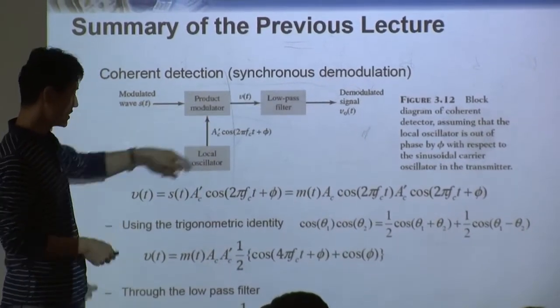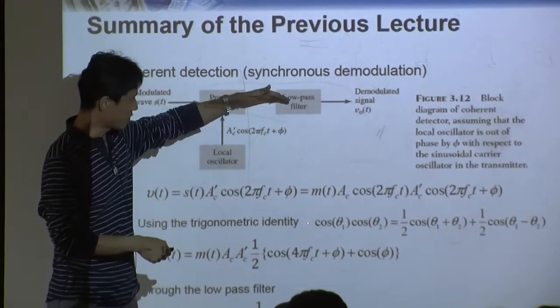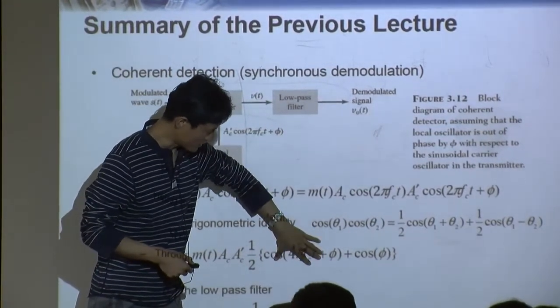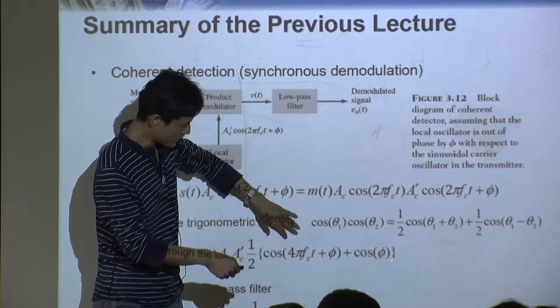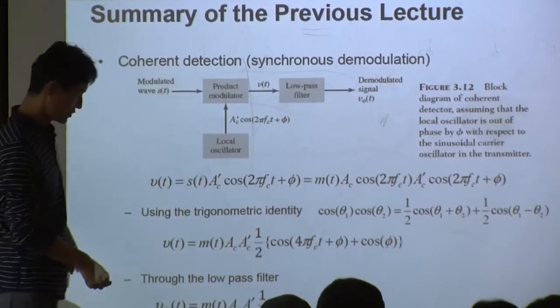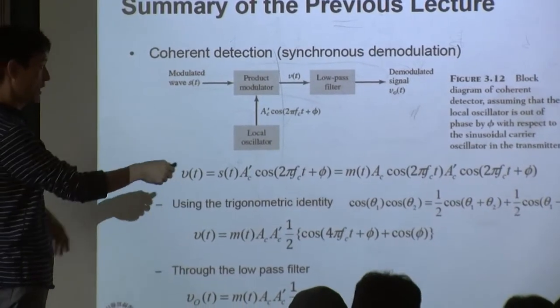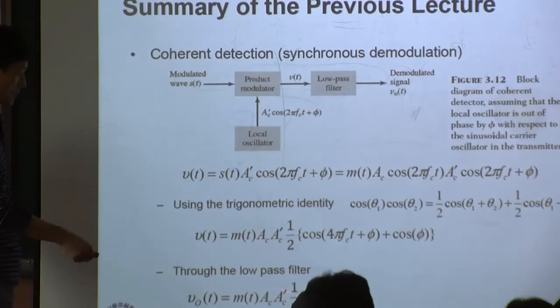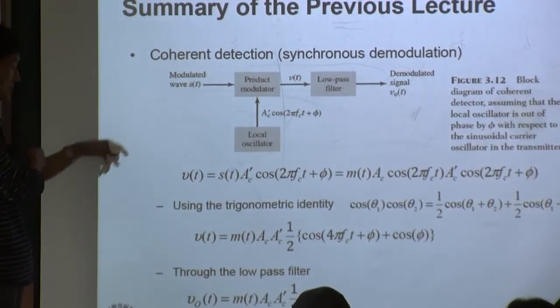Now the next thing to do is put this signal into the low pass filter. When you do that, this high frequency component is removed. You only have this cosine phi multiplied into this part, so you can recover this one at the output here. So that's eventually our output from this coherent detector.